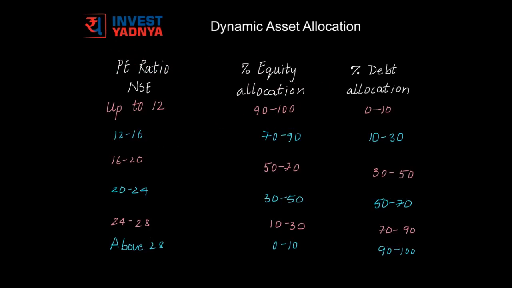Now this table can be indicative of the proportion of equity and debt allocation which you can keep in your portfolio based upon the NSE PE ratio. At lower PE ratios, for example up to 12, you can keep your equity allocation from 90 to 100% and you can keep your debt allocation from 0 to 10%. And at higher PE ratios, you can go on reducing your equity component and go on increasing your debt component.